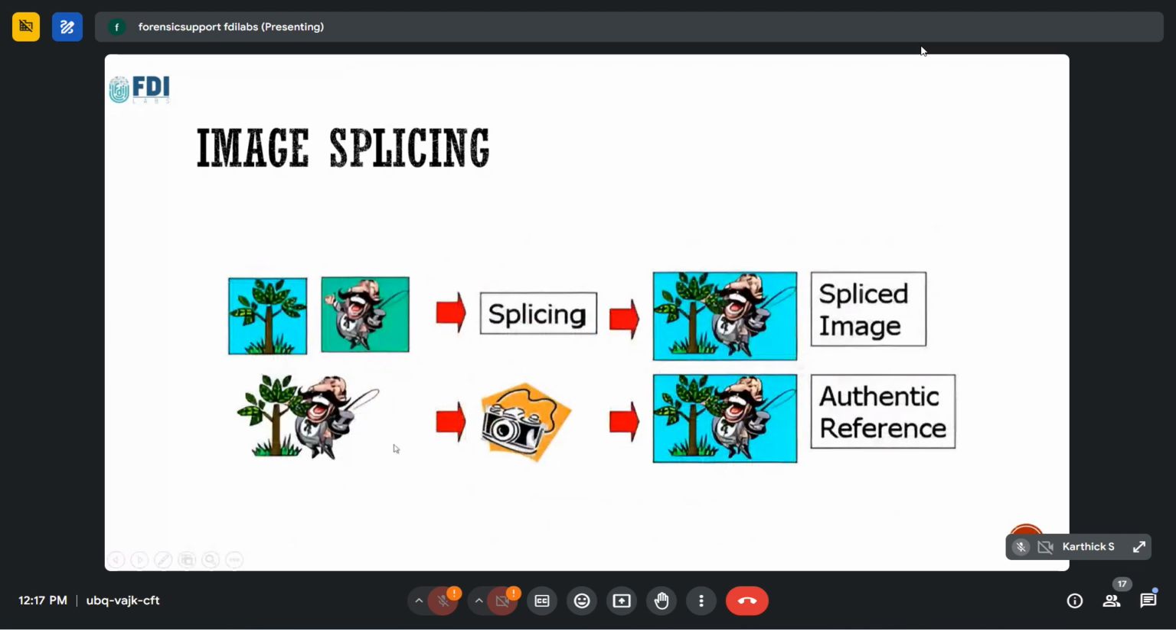Here is also a small example of how image splicing is being done. I told you that two images have been merged into one image. Here are two genuine images that have been spliced, and the result we get is a single image. This is how the process has been done, and how the image splicing process takes place.